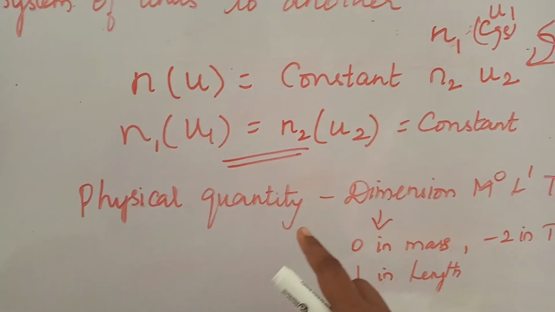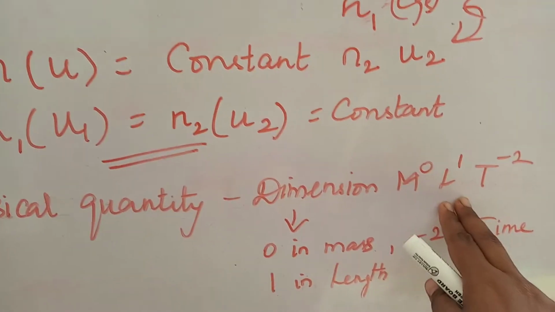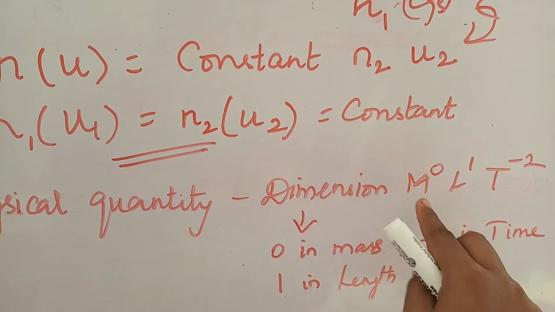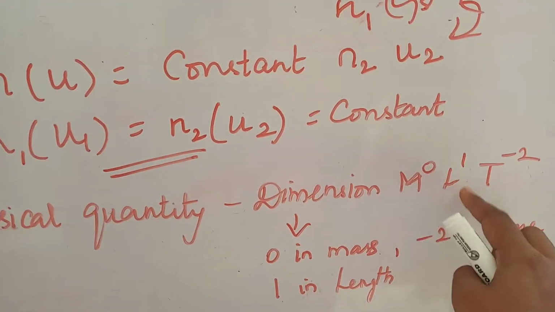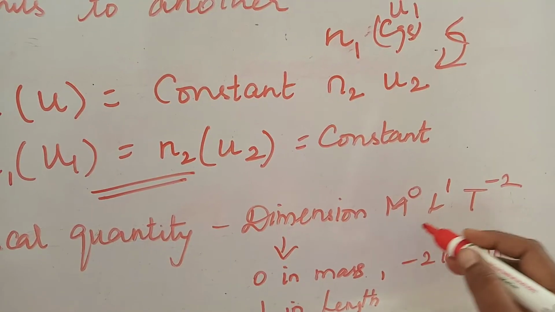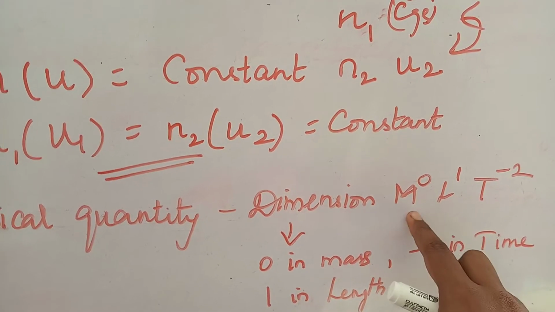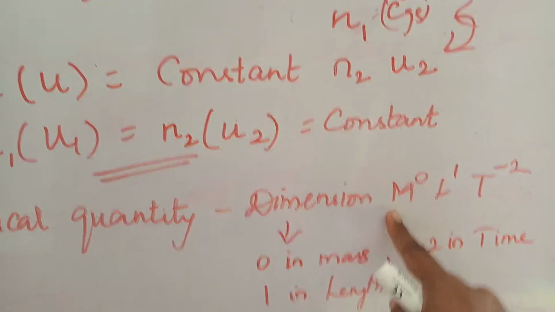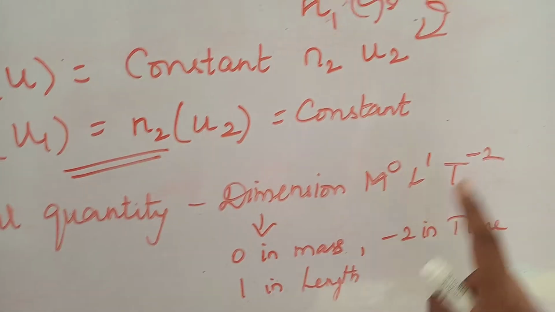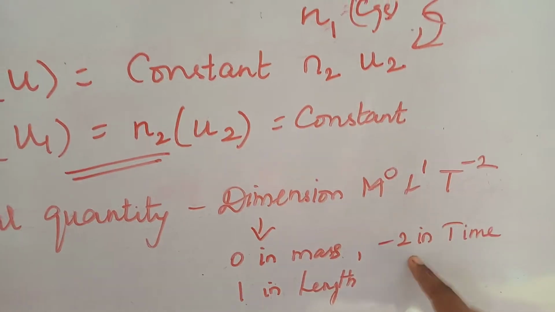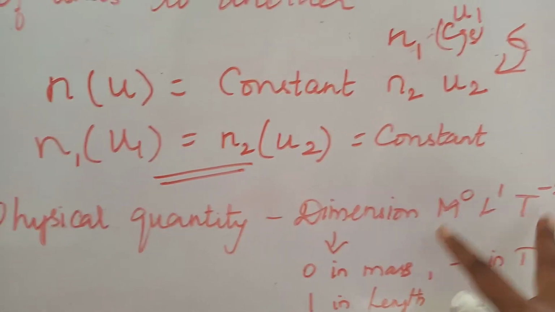Let me take a physical quantity. When you represent it in dimensions, for example, M, L, T, we have already seen that it would be represented as, say, M power 0, L power 1, T power minus 2. This is just an example for your understanding. There is no mass, so the value in mass is 0, for length you have one, and minus 2 in time. This is what we understand from this dimension, for some quantity.